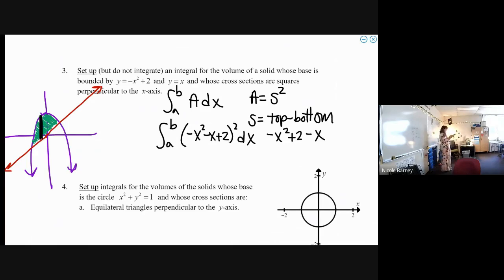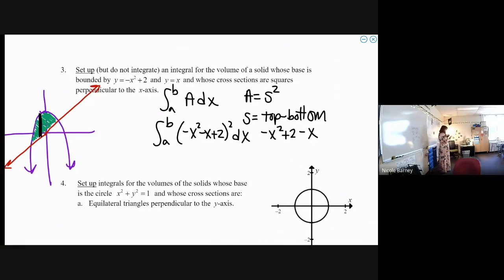Now I need to find the intersections to figure out where I start stacking and where I finish stacking. So we set them equal to each other: negative x squared plus 2 equals x. I don't like negative x squared, so I'm going to move everything to the other side: x squared plus x minus 2 equals 0. I moved everything to the right side because I hate factoring when I have a negative in front of that x squared.